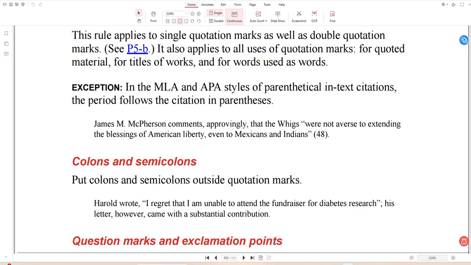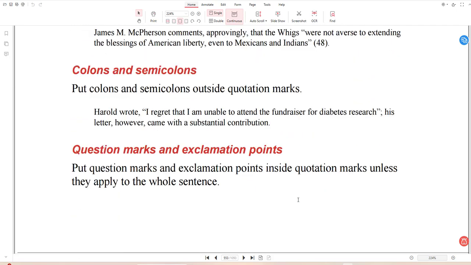Colons and semicolons. Put colons and semicolons outside quotation marks. Harold wrote, "I regret that I am unable to attend the fundraiser for diabetes research"; his letter, however, came with a substantial contribution.